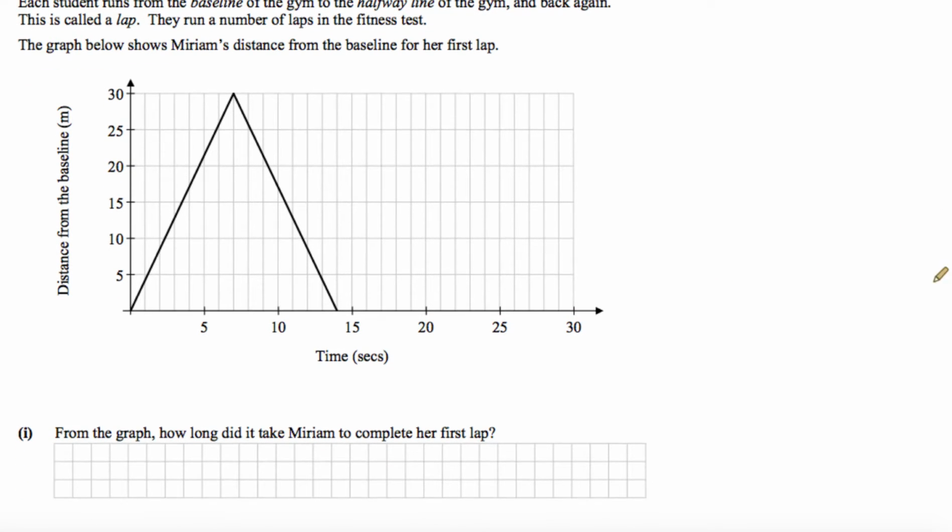part 1, says, from the graph, how long did it take Miriam to complete her first lap? Well, a lap is out and back, so her first lap took 14 seconds.